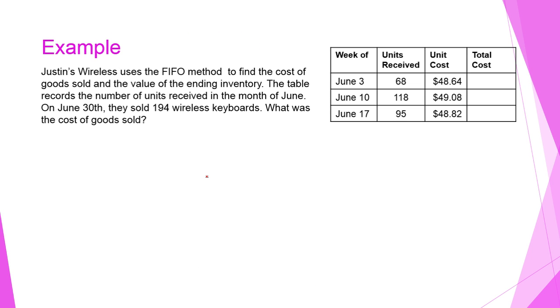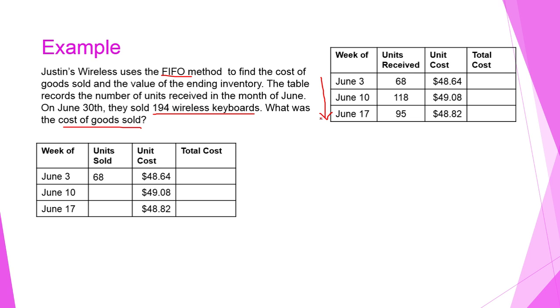Alright, let's try another example. Justin's Wireless uses the FIFO method to find the cost of goods sold and the value of the ending inventory. The table records the number of units received for the month of June. On June 30th, they sold 194 keyboards. So we want to find the cost of goods sold. Again, because we're using the FIFO method and we're looking for the cost of goods sold, we're going to start from the top down.